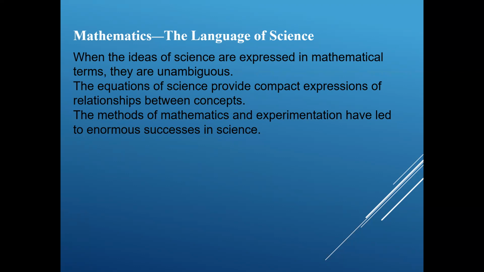So one of the first equations you're going to do is, speed is distance over time. Okay, so the distance divided by the time gives you the speed. That's the relationship right there. So it takes the phenomena and puts it into numbers. So the methods of mathematics and experimentation have led to enormous success in science. So yeah, there's going to be a lot of math, but you're going to be okay.